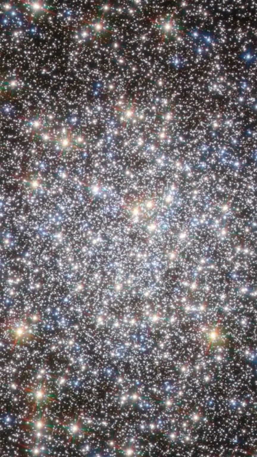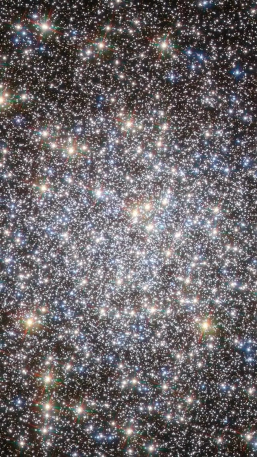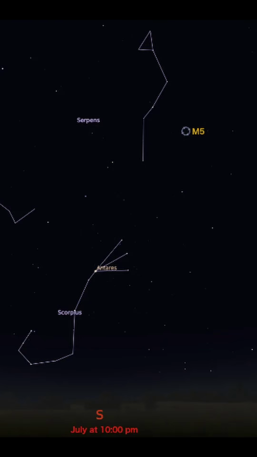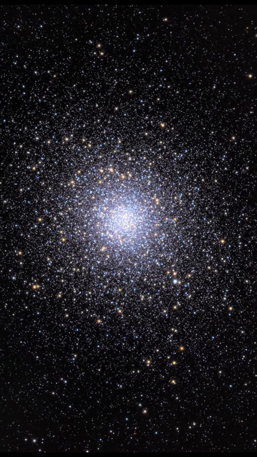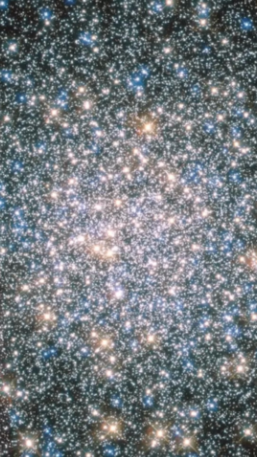M5 was discovered in 1702 and is one of the oldest globular clusters in the Milky Way galaxy. It is located 25,000 light-years away in the constellation Serpens. M5 appears as a patch of light with a pair of binoculars and is best viewed during July. M5 contains over 100,000 stars.